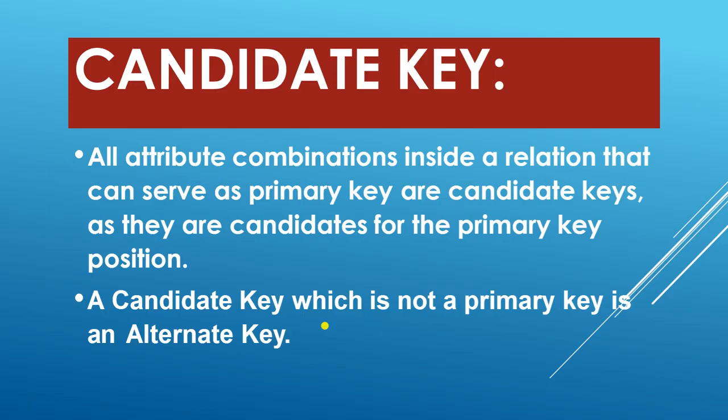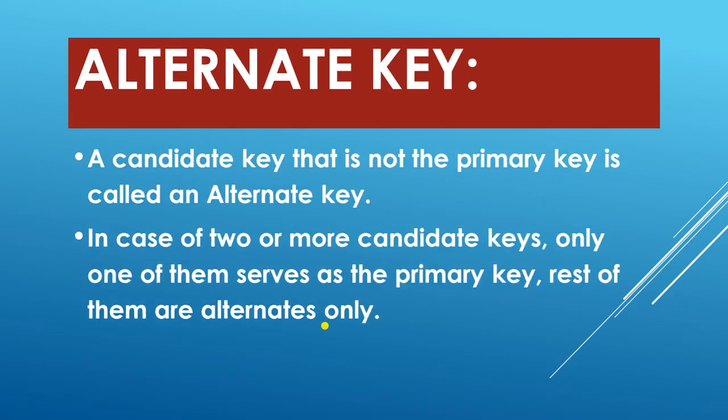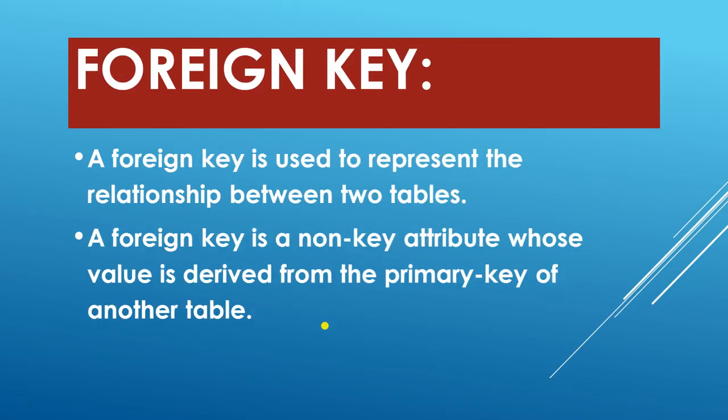But what is candidate key? If a key has the capability to become a primary key, that is your candidate key. Alternate key is a key that is not your primary key. So in a table, if two or more candidate keys are there, only one of them serves as the primary key and the rest of them are the alternate keys.